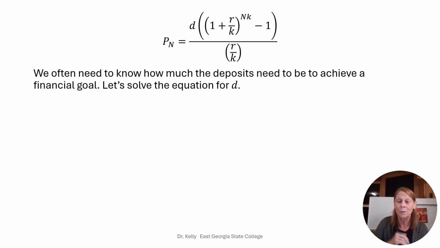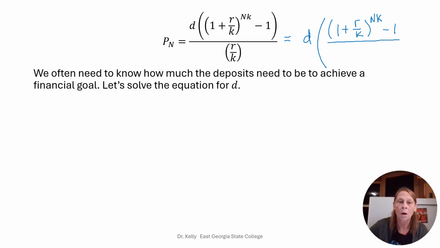But what we can do is figure out how much the payments are going to need to be. And to do that, we need to solve this equation for D. The first thing I need to point out is that I can rewrite this problem like this: D times all of this, 1 plus R over K to the nK, minus 1, all over R over K.